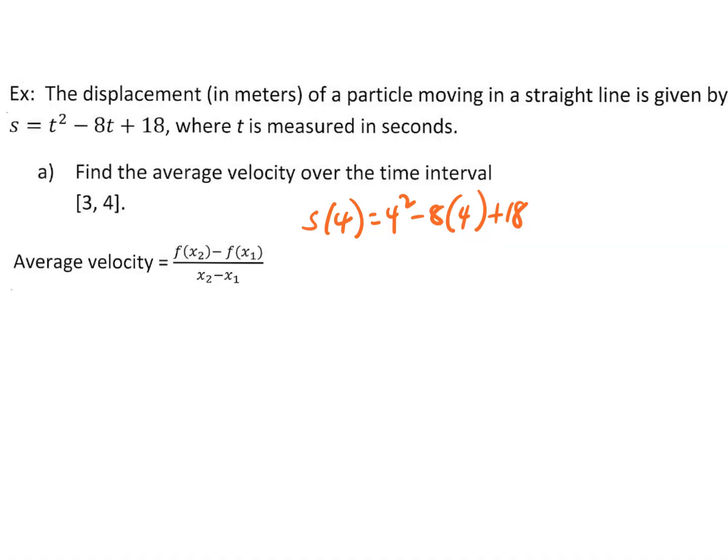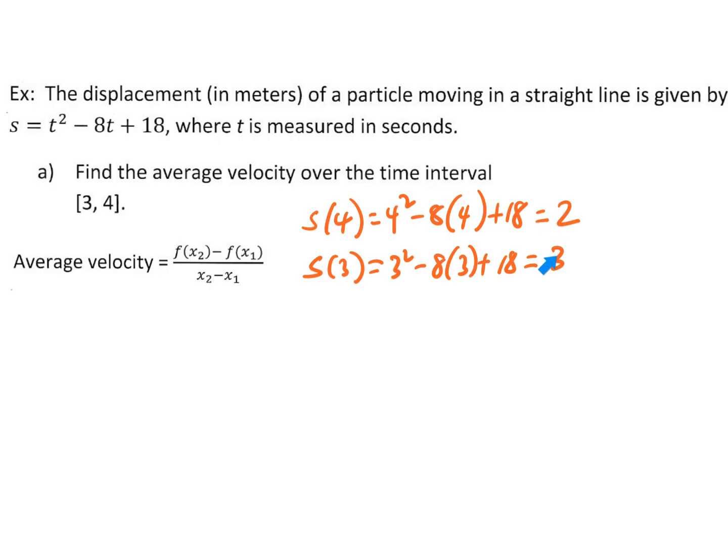So S of 4: plug 4 in, 4 squared minus 8 times 4 plus 18. 16 minus 32 is negative 16, plus 18, that is 2. So that is the y value that goes with 4. Then I'm going to do the same thing for 3. I have 3 squared minus 8 times 3 plus 18. This is 9 minus 24, that's negative 15, plus 18. That is positive 3. So now I have my corresponding y values.